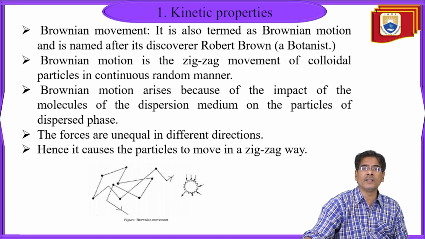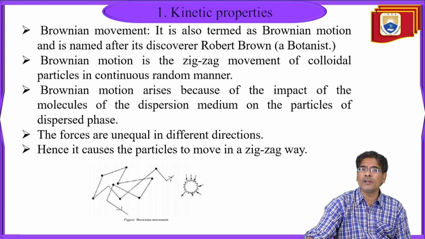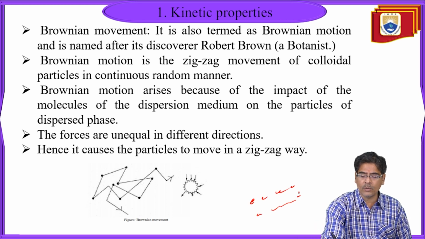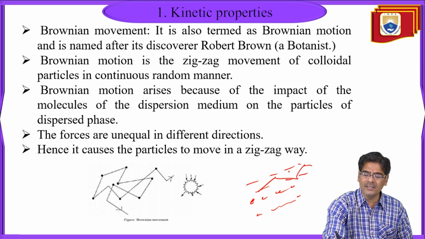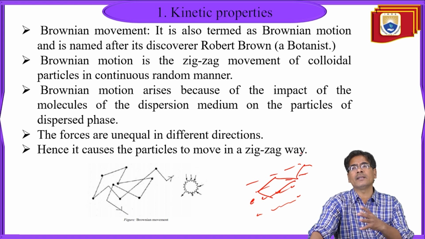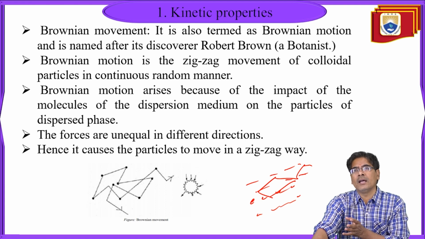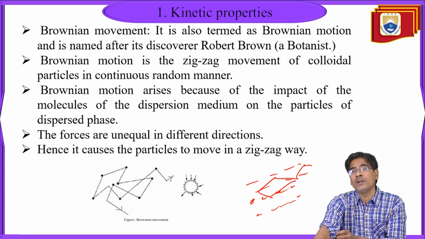It was named after the discovery of Robert Brown. He is a botanist, right? So it is a zigzag movement of colloidal particles in a continuous random manner. The particles have continuous random motion, so this particle collides with others. In this criteria, the particles will have different paths, and due to that, it has some zigzag movement. Brownian motion is a zigzag movement of colloidal particles in a continuous random manner.